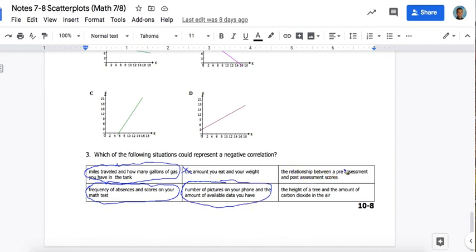The relationship between pre-assessment and post-assessment scores. Usually what's going to happen on your pre-assessment? You're going to get lower, and on your post-assessment, you're going to get higher. So your post-assessment score is going to be a lot more than your pre-assessment, so it's going to increase. So that would not be a negative correlation. And finally, the height of a tree and the amount of carbon dioxide in the air. As the height of the tree increases, there's going to be more carbon dioxide in the air. So that's positive, so no.